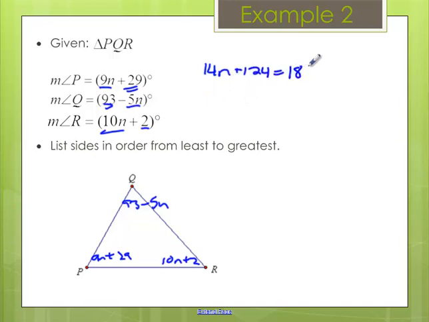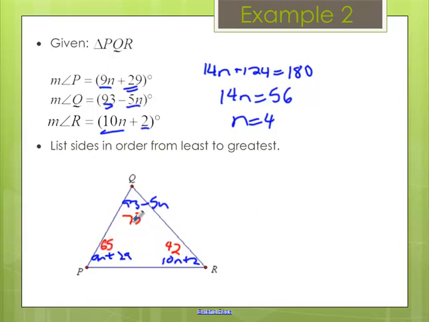And I know that those add up to 180, so I'm going to subtract 124 from 180, and I get 14n equals 56, and when I divide by 14, I get n is 4. Now since n is 4, I can plug it into every single angle down here to help me find which sides are the biggest. 10 times 4 is 40, so this angle is 42. When I plug it in over here, 93 minus 20 gets me 73, and plugging it in over here, 36 plus 29 gives me that this angle is 65 degrees.